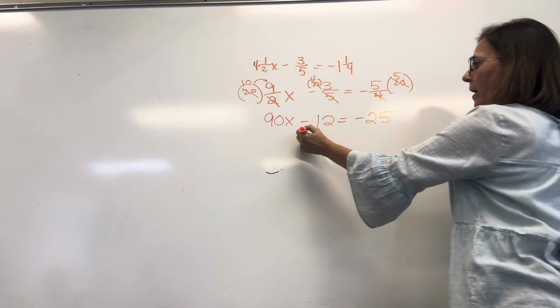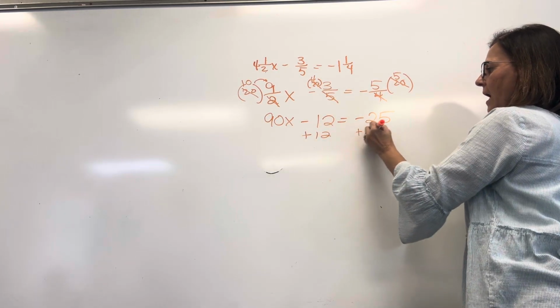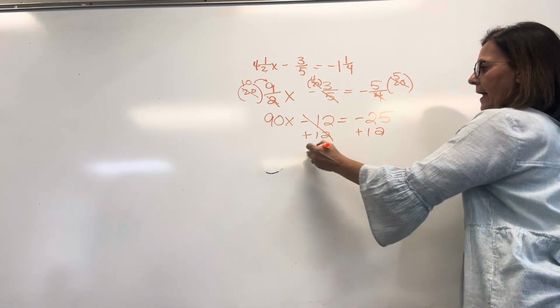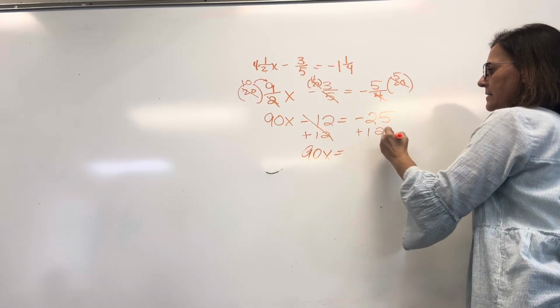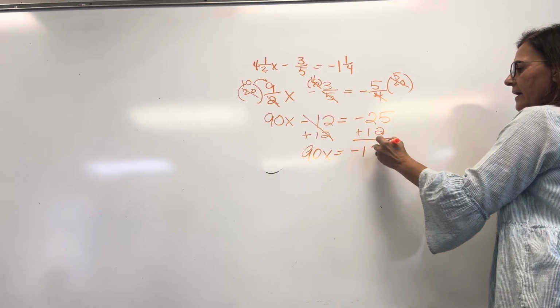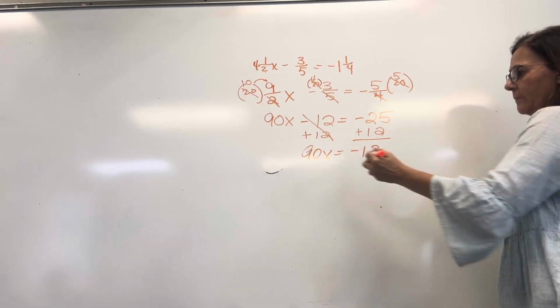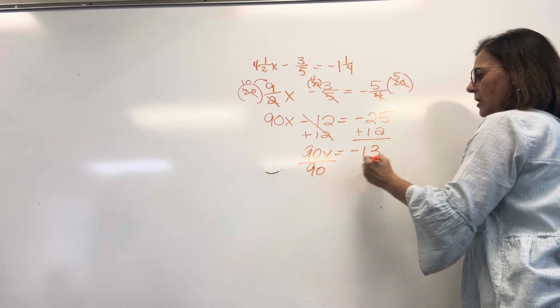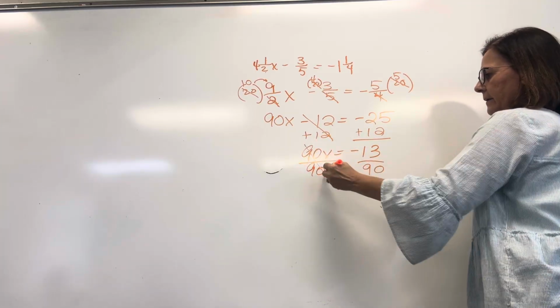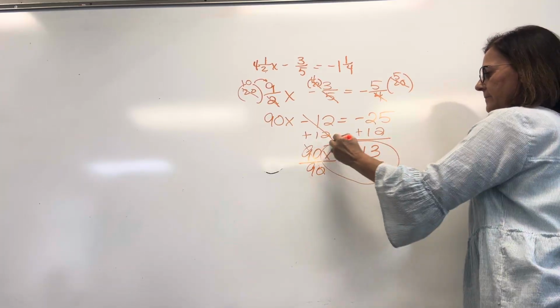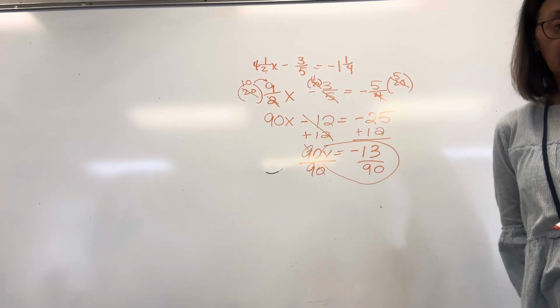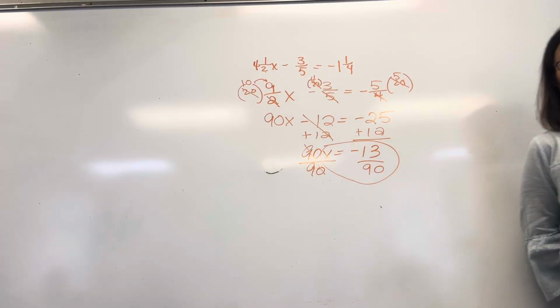I'm going to add the 12 to both sides. And I'm left with 90x equals negative 13. And I'm going to divide all terms by 90. And the value of x is negative 13/90.